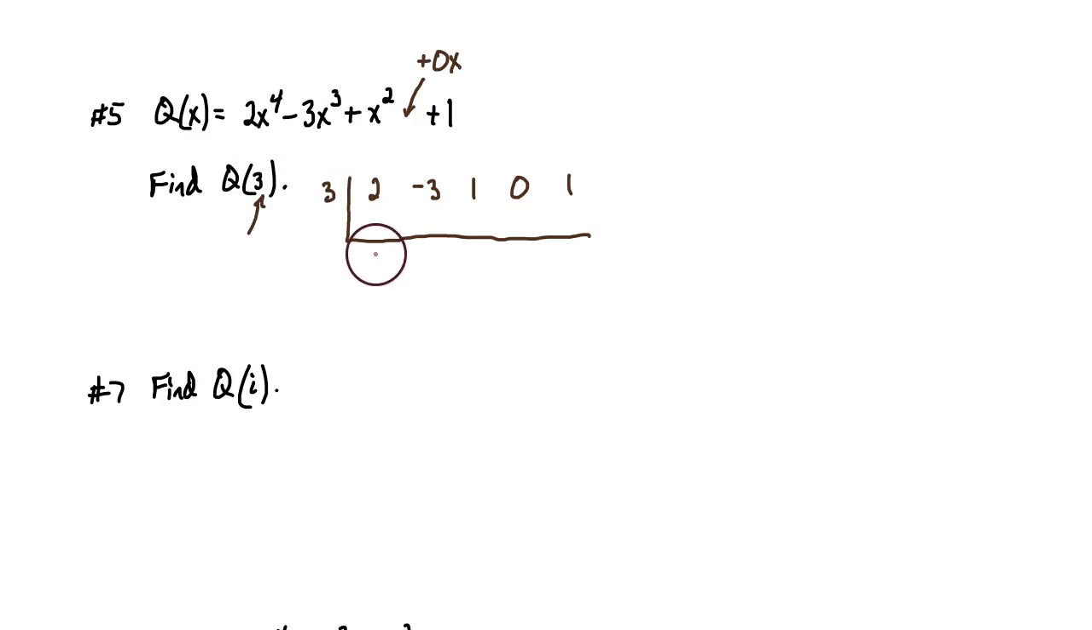Now run through the process. Drop the 2 down, multiply 2 times 3, which is 6. Add these, which makes 3. Multiply 3 times 3 makes 9. Add these, which is 10. Multiply 10 times 3, which is 30. Add these, which is 30. Multiply 30 times 3, which is 90. And add these, which is 91. This very last number is our answer.